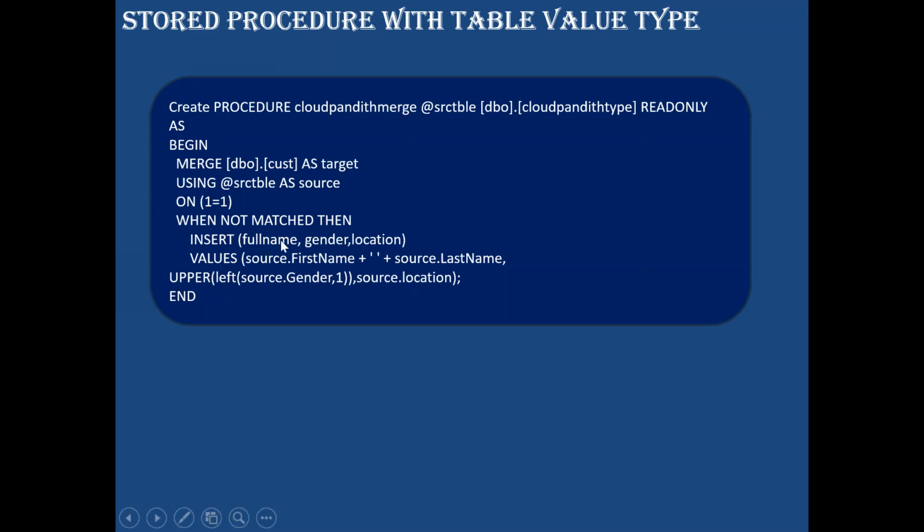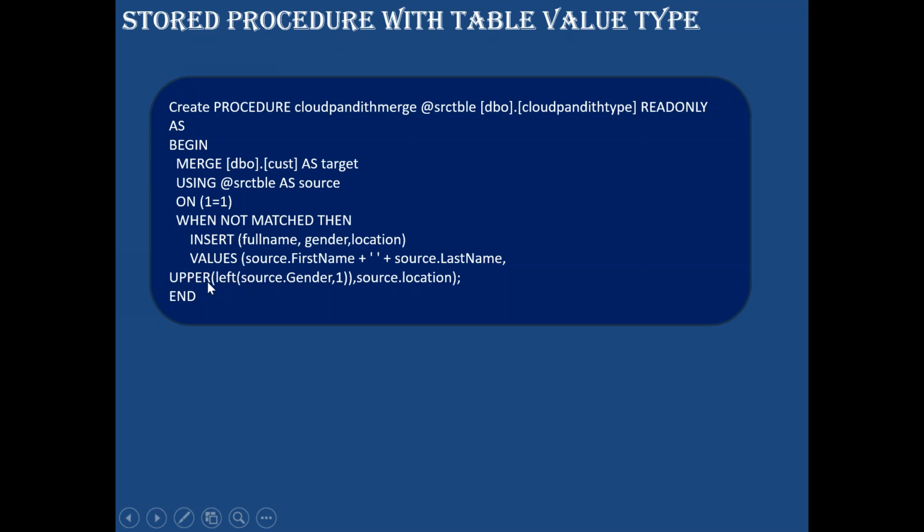table. So insert into full name, gender, location. These are the columns from the customer table. To load the data into the customer table, I am using the values of the Cloud Pandit type, the table type. In the table type, I have a schema with first name, last name, gender, location. So when I'm loading data into this cust table, first I am concatenating the first name, space, last name, and I'm taking the first letter of male or female. Left side, the first character, I am taking using the LEFT function.